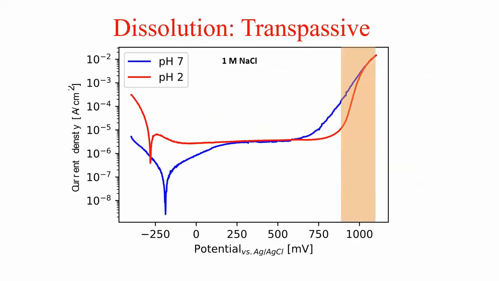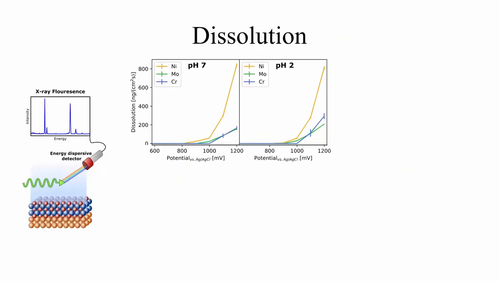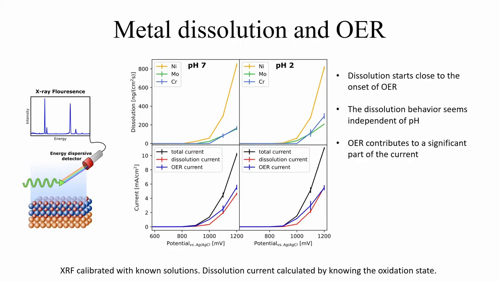Now we go to the transpassive region. Then we don't see anything else in the XPS because it's all oxidized and the metal is gone. Instead, we look in the electrolyte with X-ray fluorescence, and you see at the onset here it starts to dissolve nickel into the electrolyte, and also the molybdenum and chromium come here, and the same happens at pH 2, but a little bit later again. From this, you measure the total current, but you can calculate the dissolution current, which is this red curve here, and then you can extract the oxygen evolution current here.